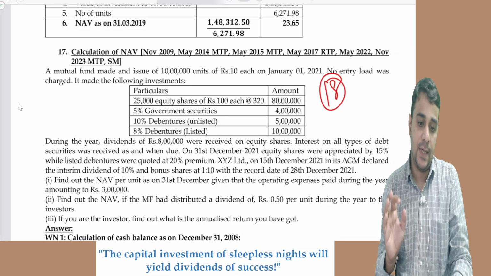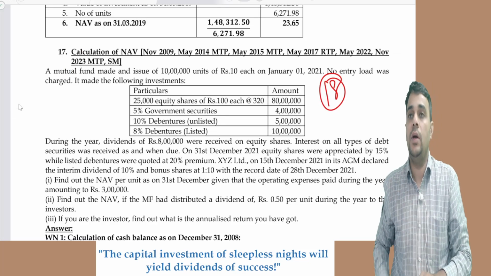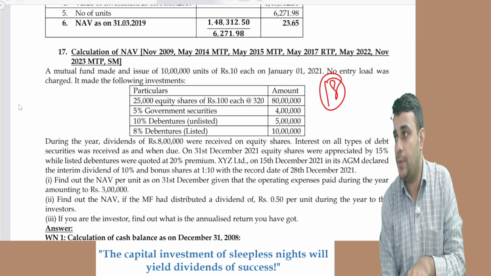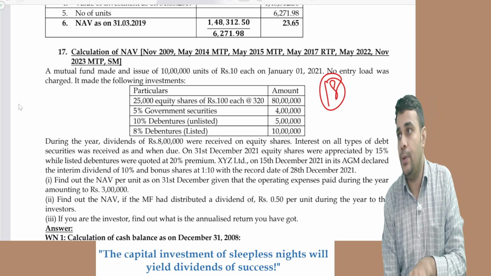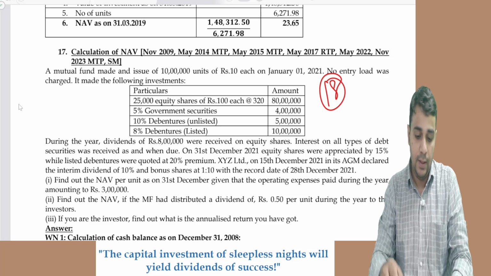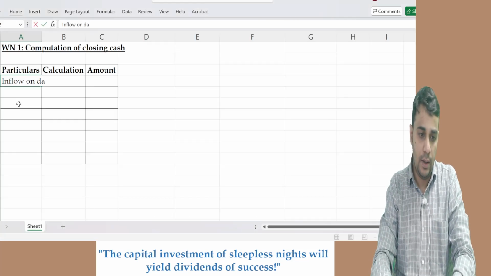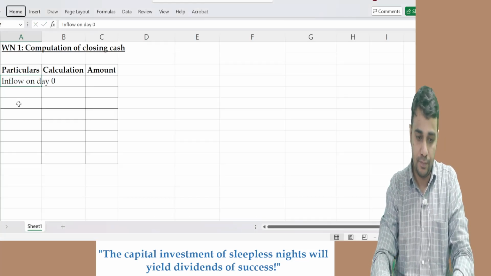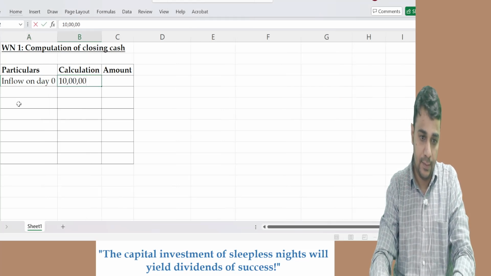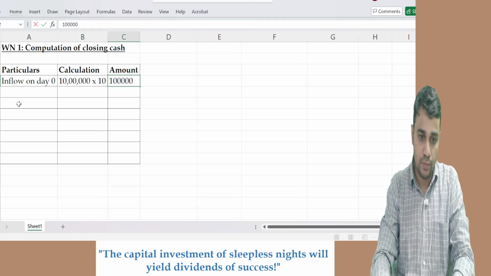The first line says 1 crore inflow. Issue of 10 lakh units at the rate of 10. Inflow on day 0. 10 lakh into 10, 1 crore.